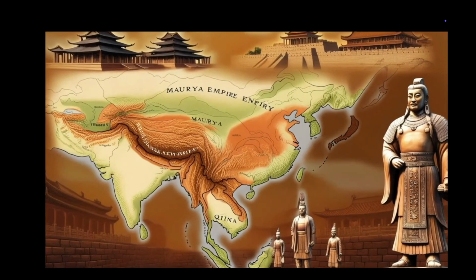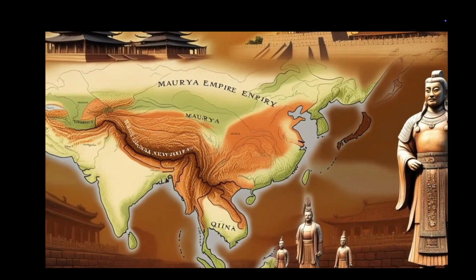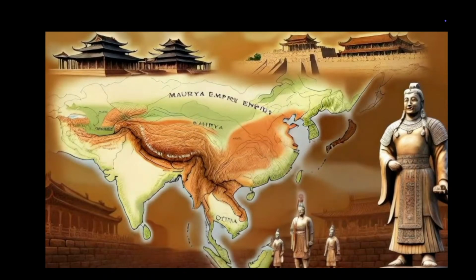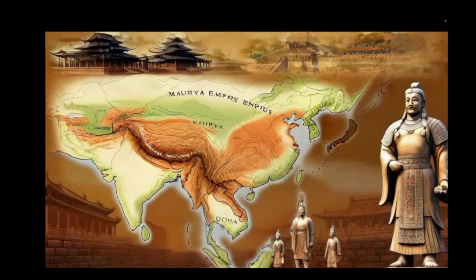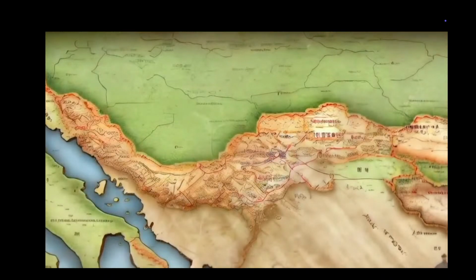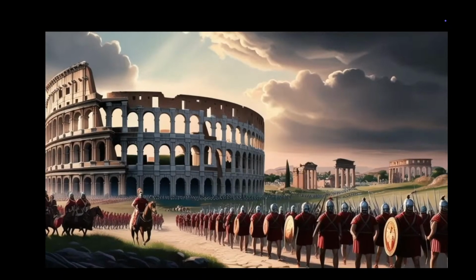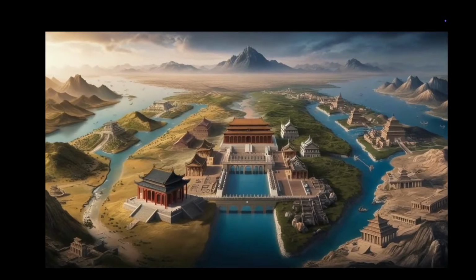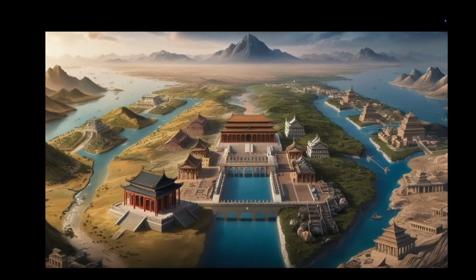By 500 BCE, the world witnessed the expansion of empires. The Maurya Empire in India and the Qin dynasty in China centralized power. Meanwhile, the Roman Republic transitioned into the Roman Empire, controlling vast territories across Europe, North Africa, and the Middle East.